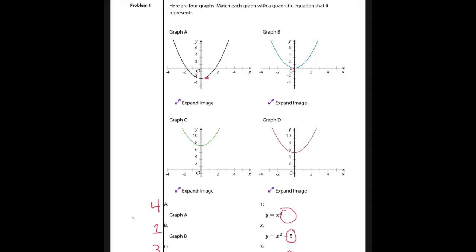Letter C, you can see that it's +7, which is 3, and then D would be +5, which is number 2.